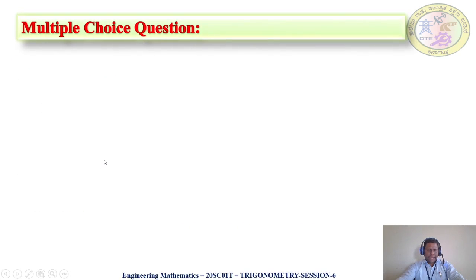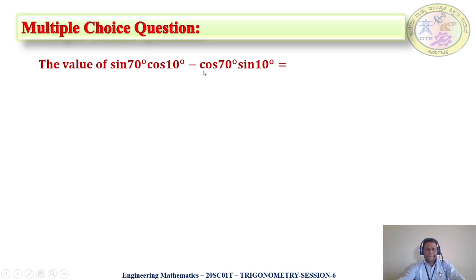Now, similarly, another one is there. The value of sin 70 degree cos 10 degree minus cos 70 degree sin 10 degree is: option A 1 by 2, option B minus 1 by 2, option C root 3 by 2, option D minus root 3 by 2.